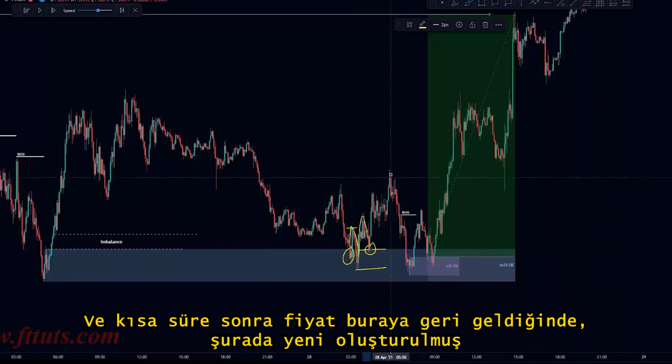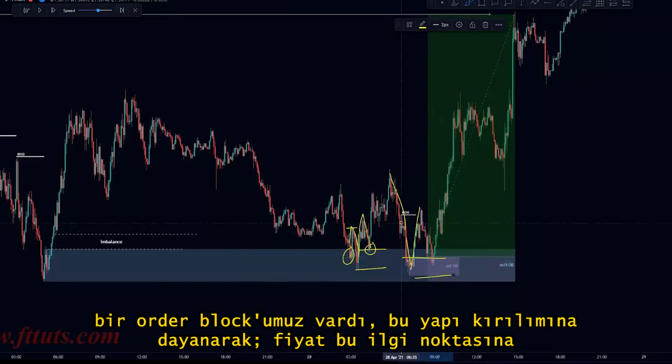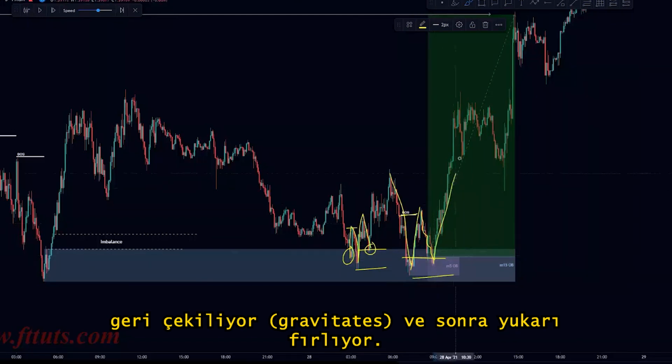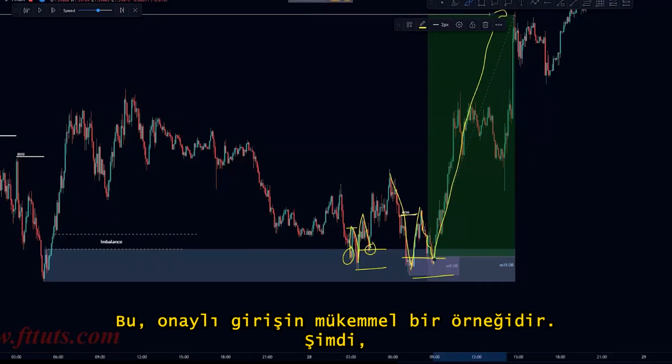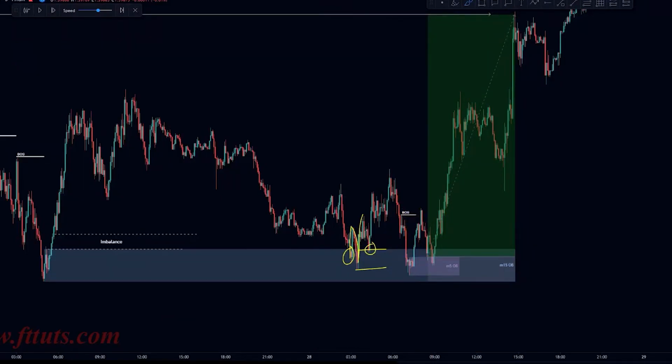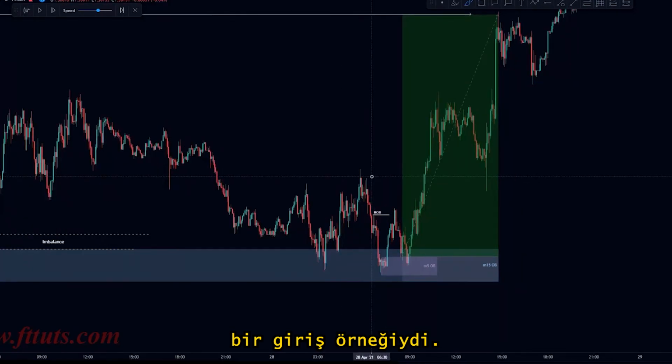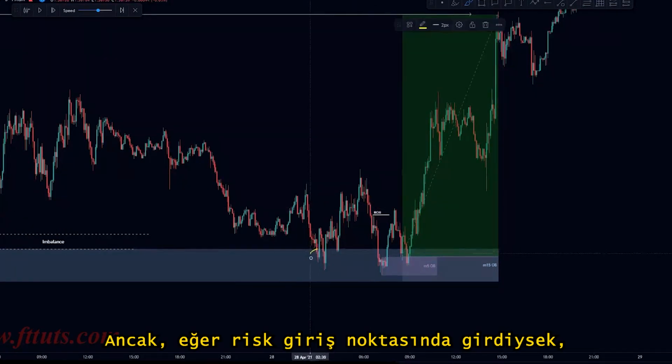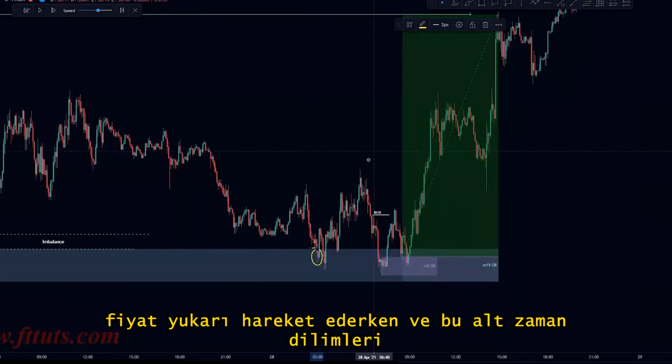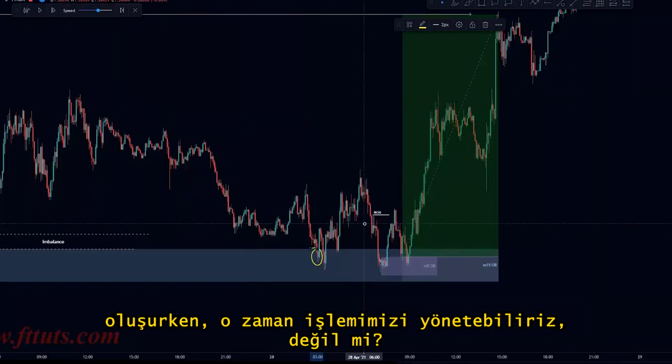And then shortly after, price coming back in here, we had a newly created order block down here based on this break of structure. Price gravitates back to this point of interest and then shoots to the upside, right? This is a perfect example of a confirmation entry. Now, this was an example of an entry, right, on the double confirmation entry type. However, if we did enter on the risk entry point, right, as price is moving to the upside and seeing these lower time frames being formed, we can then manage our trade, right?